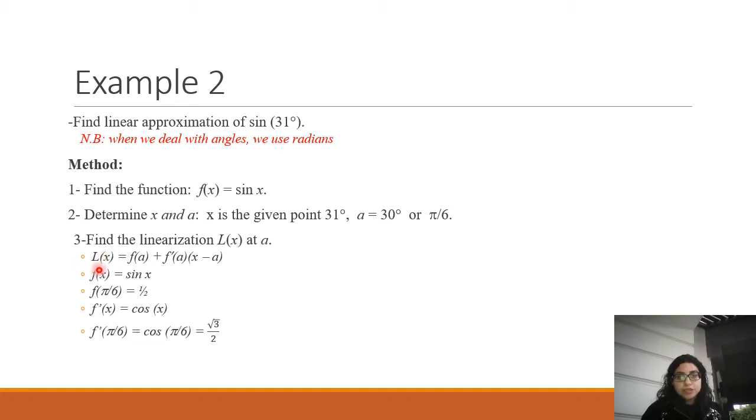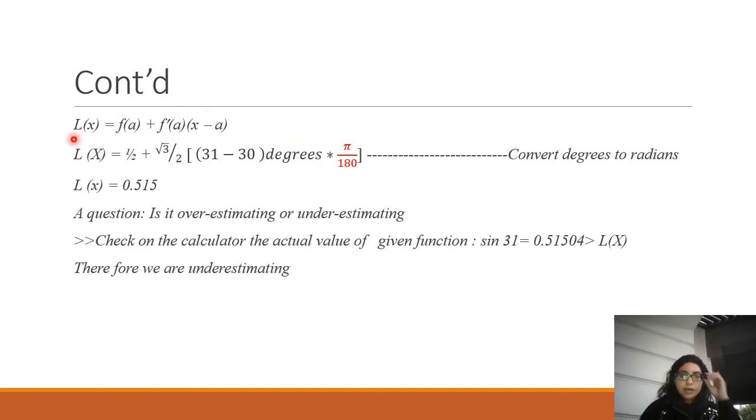So here is the equation of the linearization. L of x equals f of a plus f dash of a times x minus a. Here is f of x. I substituted x with the value of a. So here is the value of f of a. This is the derivative, f dash of x. And this is the substitution of the derivative using the a value. And then I apply all the values that I've got into my equation.